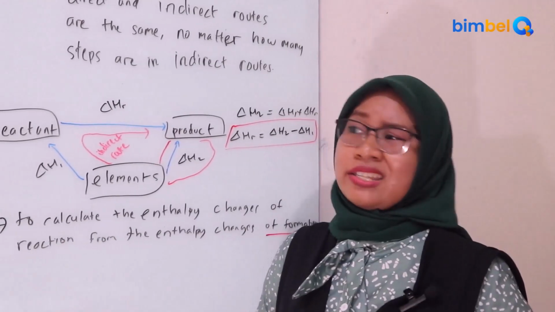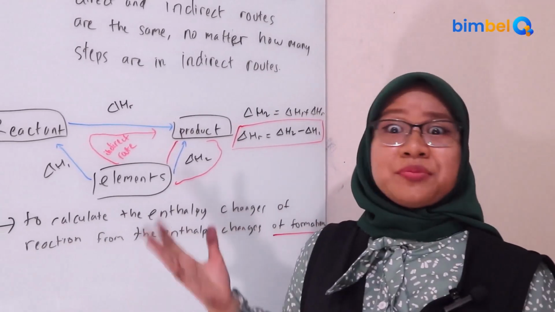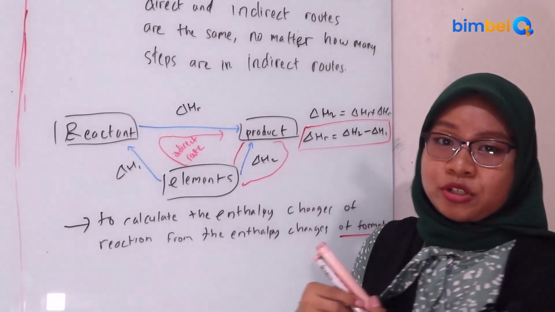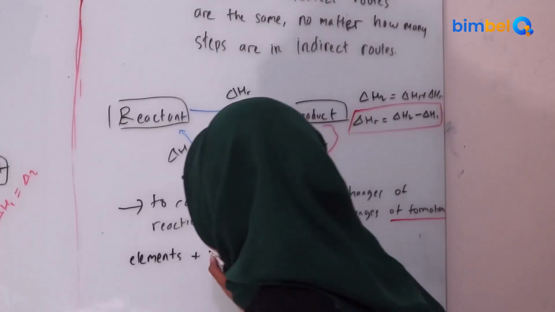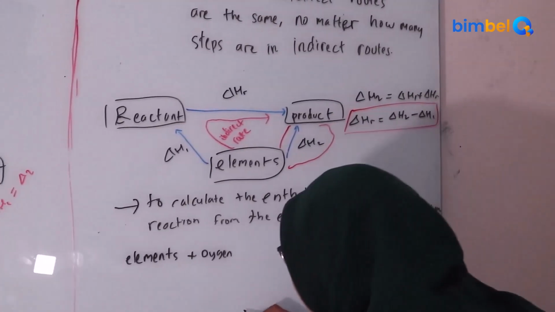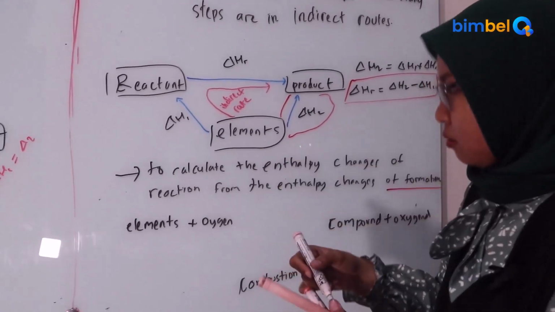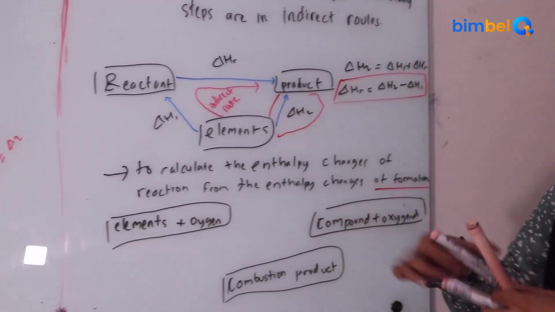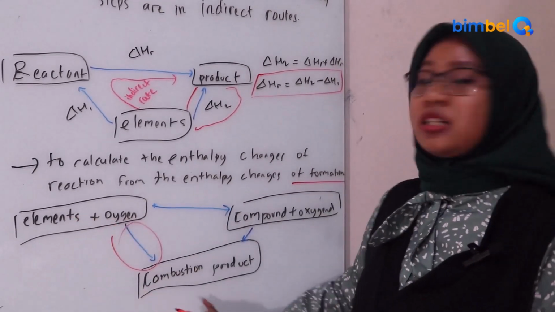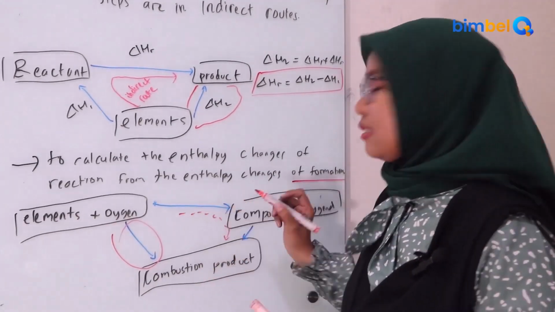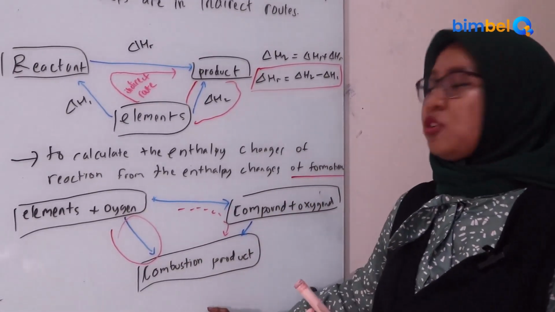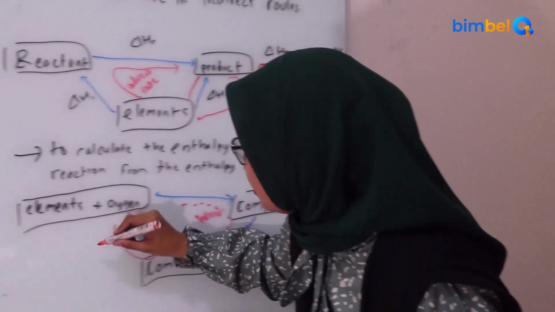So what if we have the data of the enthalpy changes of combustion? Of course, the formula is a little bit different. So I'm going to make the diagram: element plus oxygen, the compound plus oxygen, and the combustion product. We make this box. This one is the direct route from the element directly to the combustion product, while this one is the indirect route, because we have to make the compound and then make the combustion product.